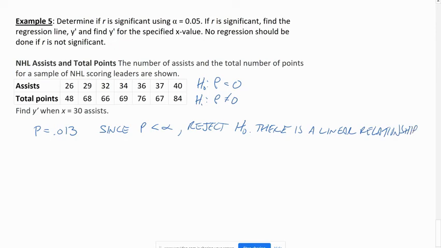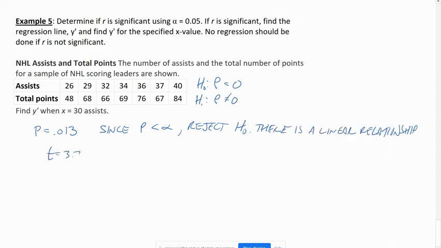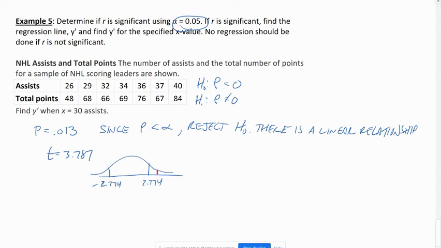As always, you don't have to use the p-value. You could use the t-value. T is 3.787. With the same alpha value, 3.787 would be up here, and that is in our critical area. And so again, we're going to reject H0 and say there is a linear relationship.